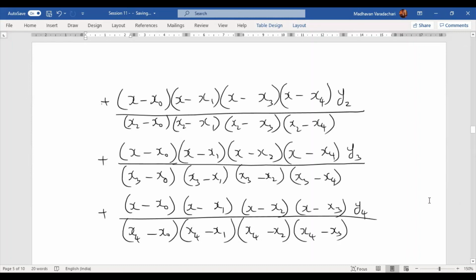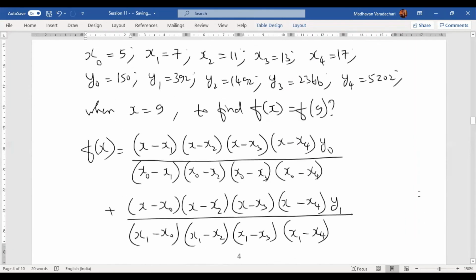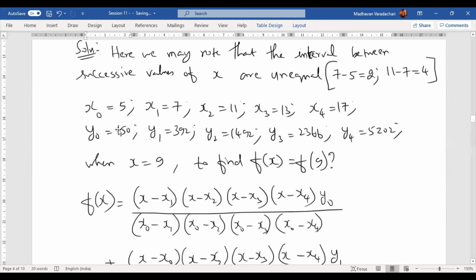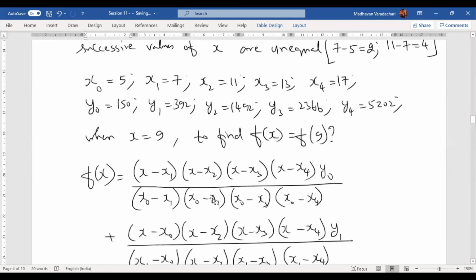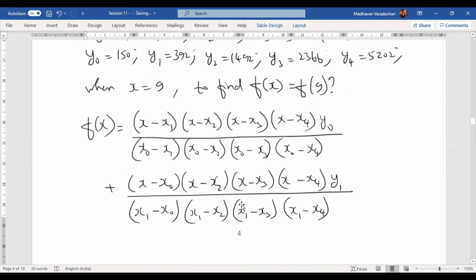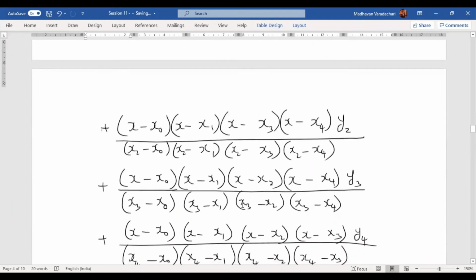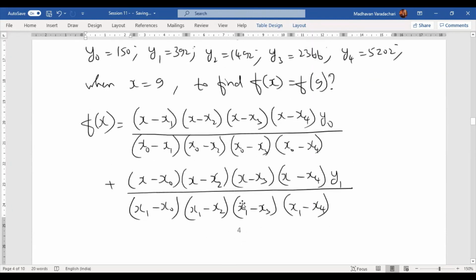Now the formula is ready. For that itself it took time. Only thing is you need to substitute x for 9, x1 for 7, x2 for 11. Likewise, all the values are available. You are supposed to substitute the values in this formula to see what is that f of 9 you are going to get. We will continue in our next session for the solution of this particular problem.